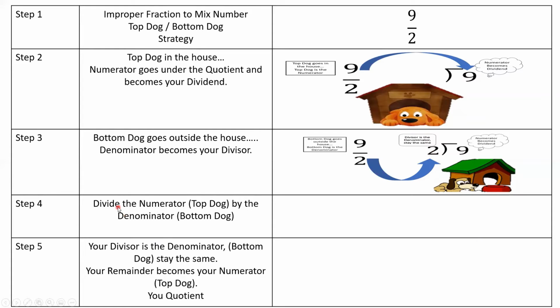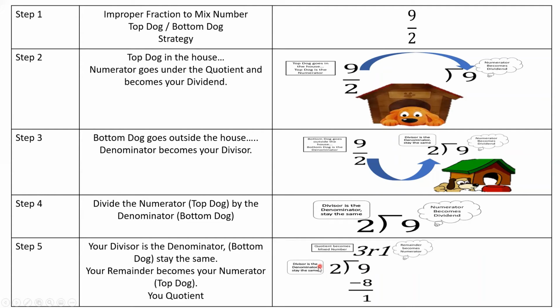Now, all we simply do is divide the numerator, the top dog, by the denominator, the bottom dog. And this is simply 9 being divided by 2. The divisor is the denominator and it stays the same. And once again, our numerator becomes our dividend. Now, when we do this, our divisor still remains as our denominator, because we're going to set this back up as a fraction.